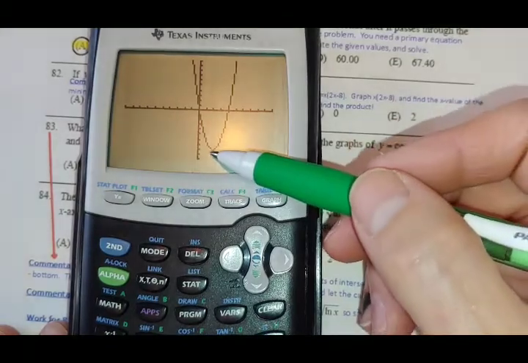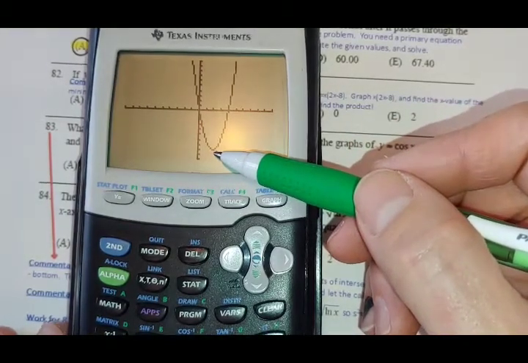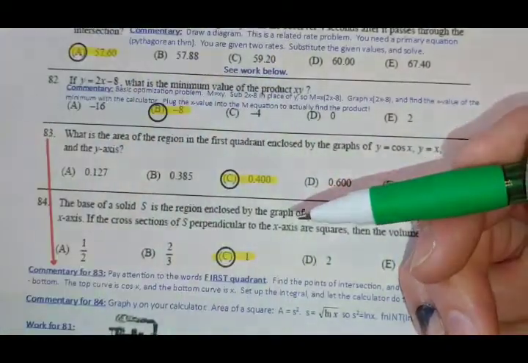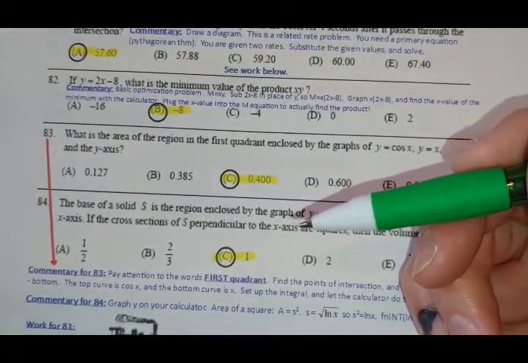And they want us to find the minimum of that parabola, which is the vertex. So I'm just going to use the feature on the calculator to find the minimum, and I'm done. No calculus involved. I didn't take a derivative or anything.